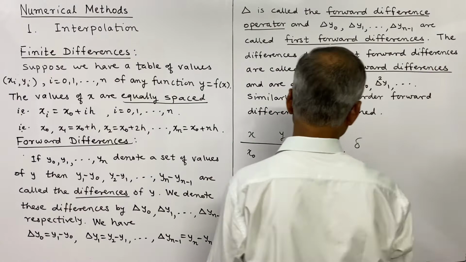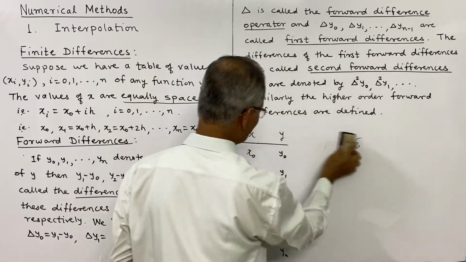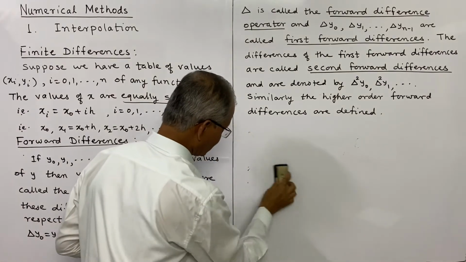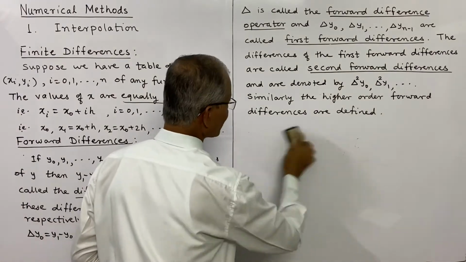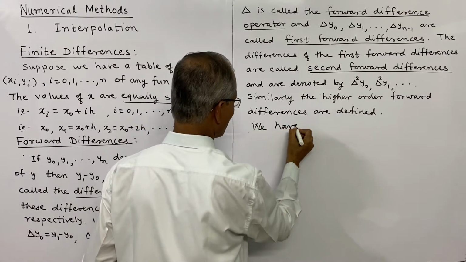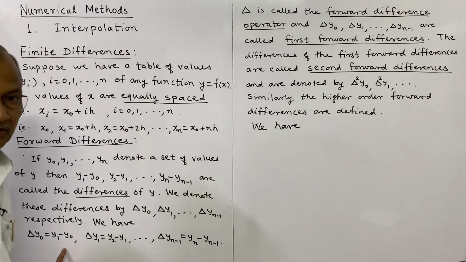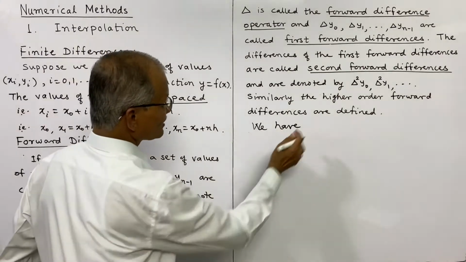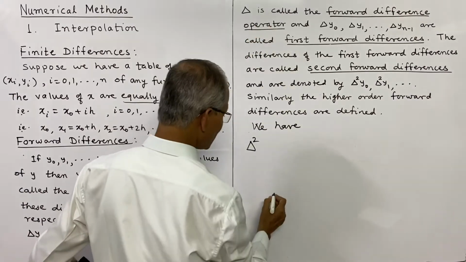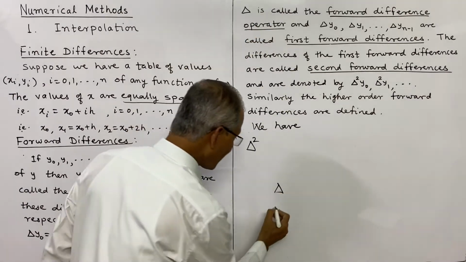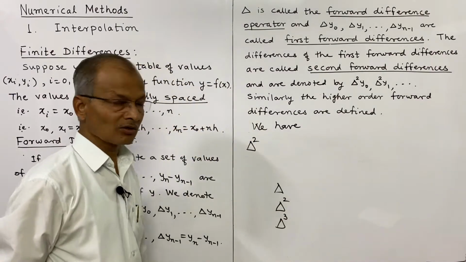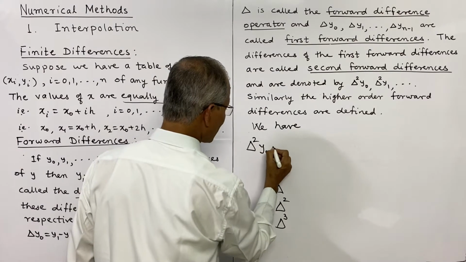Now we will calculate the second forward difference. We have the first forward differences written here. Now what is Δ²y0, that is the second forward difference. For the first forward differences it is only Δ, for second forward differences it will be Δ², for third forward differences it will be Δ³, and so on. So what will be Δ² of y0?